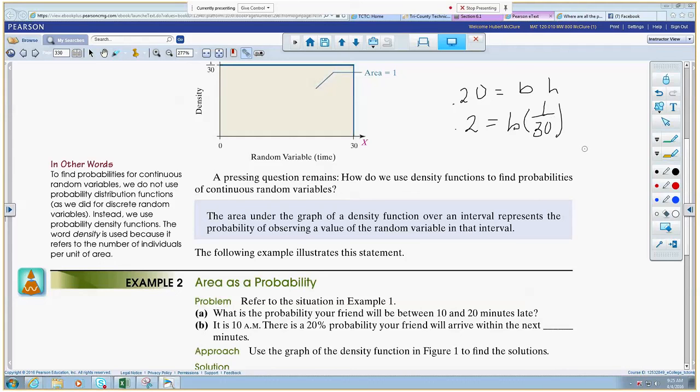How do you get rid of multiplying by 1 over 30? Multiply by 30 over 1? Yes, Hubert. No, Hubert. I don't know, Hubert. Forget it. B is equal to, well, 20% of 30. 10% of 30 is 3. So 20% of 30 would be what? Now, let's look down here and say what they said. It is 10 a.m. There is a 20% chance that your friend will arrive in the next what? 6 minutes.